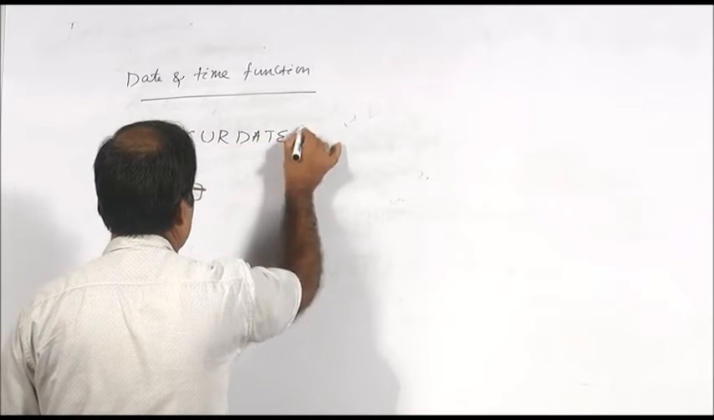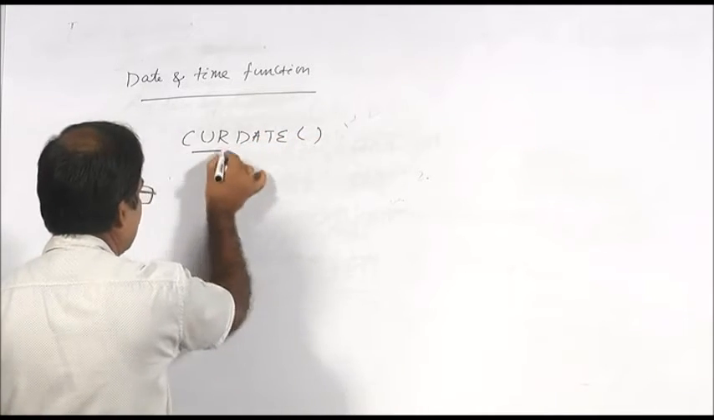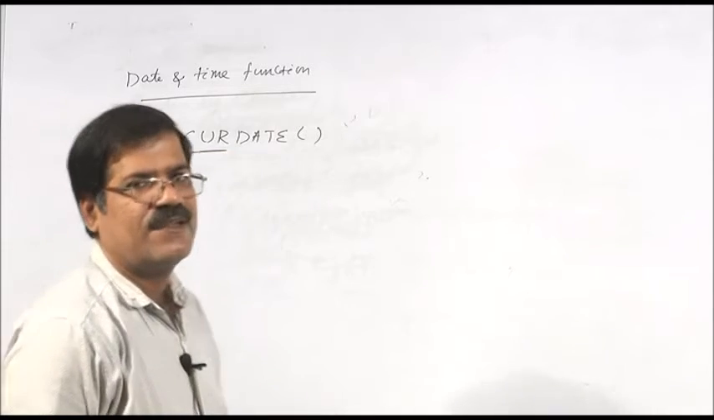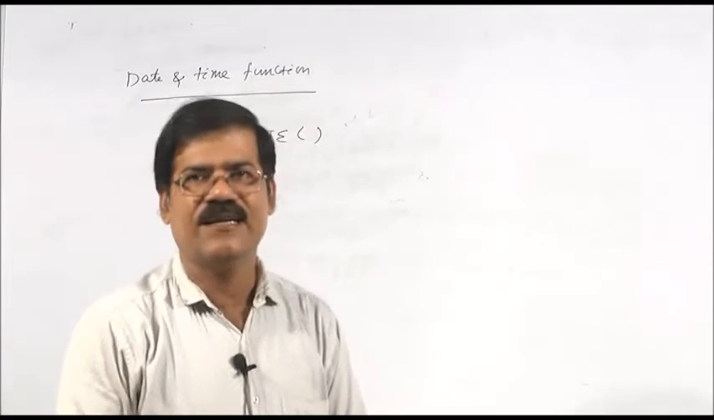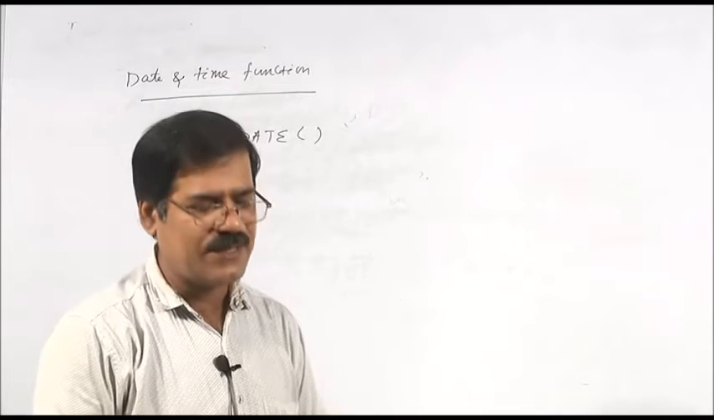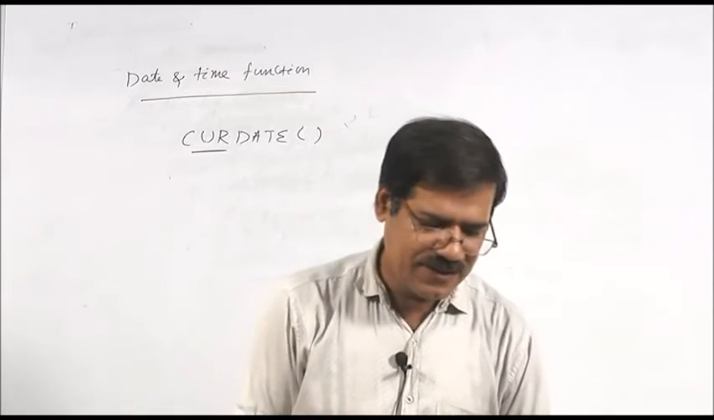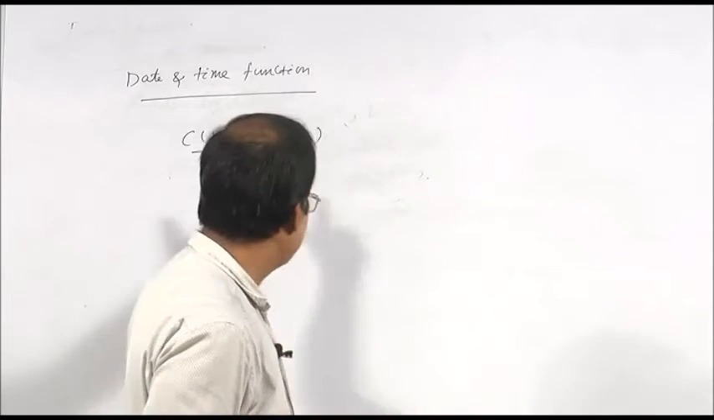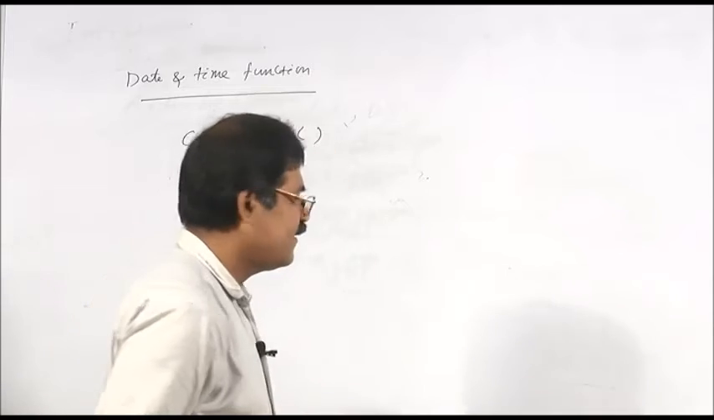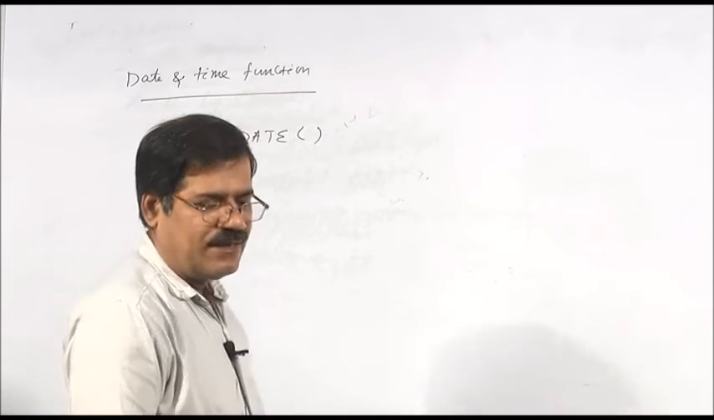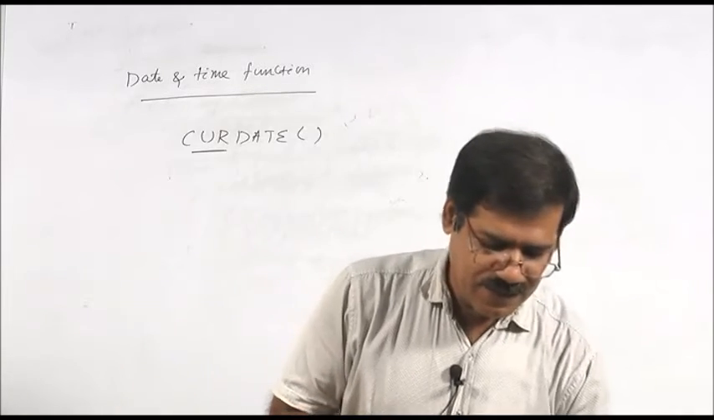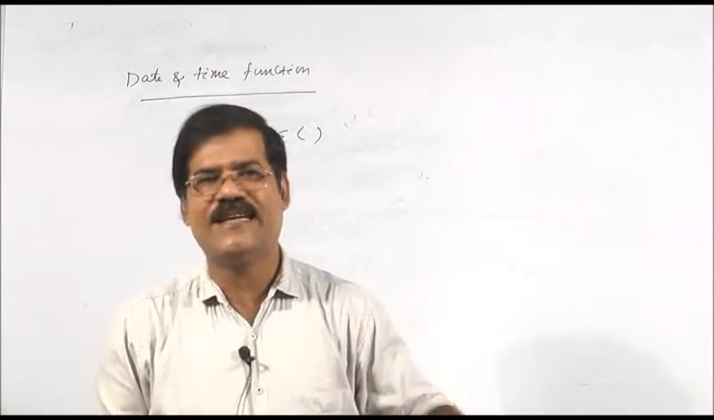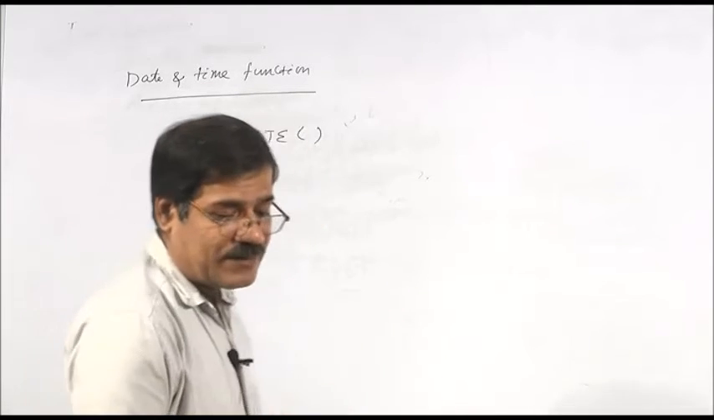CUR means, what is CUR? CUR means current. Current date, it will show you the current date or today's date. What is the date of today? So the syntax is like this: current date bracket. So what will it return? What is today's date? So in which format will it return?